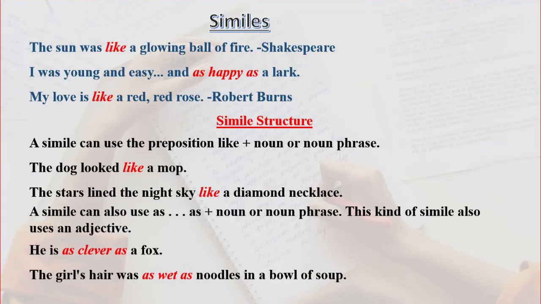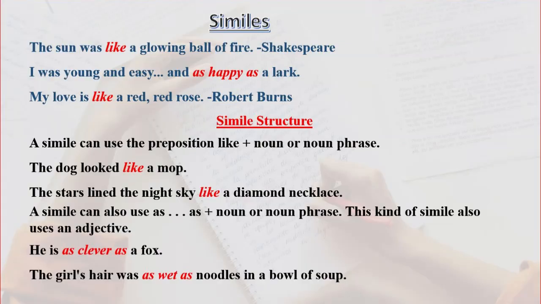What is the structure of a simile? There are 2 ways to use a simile. The first way is to use the preposition like plus noun or noun phrase. The dog looked like a mop. The stars lined the night sky like a diamond necklace.